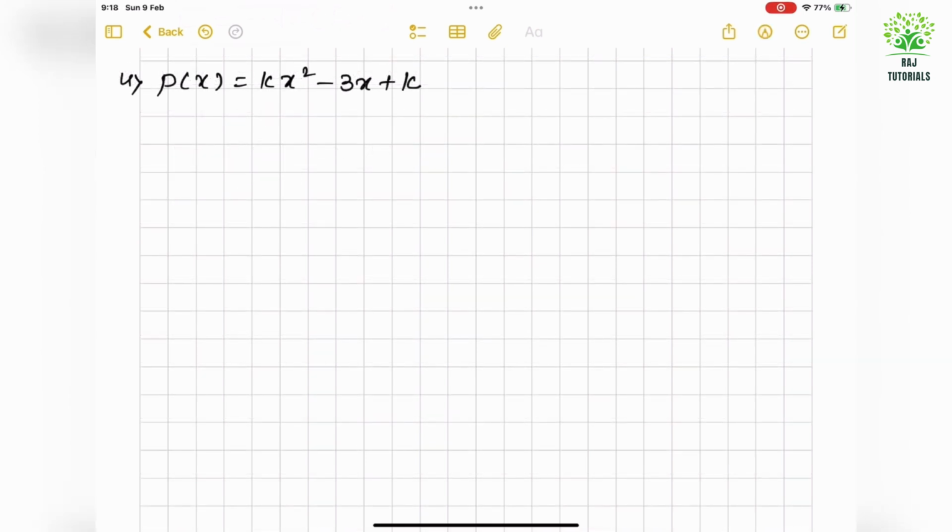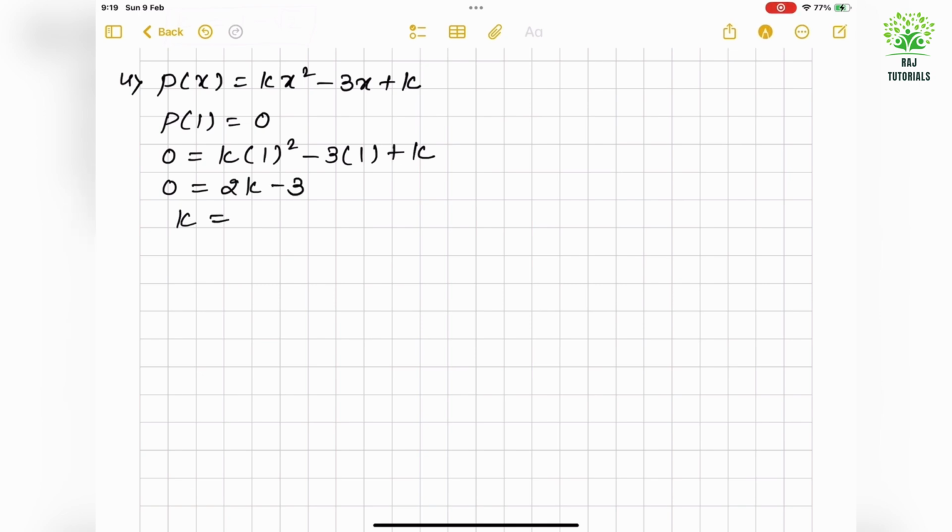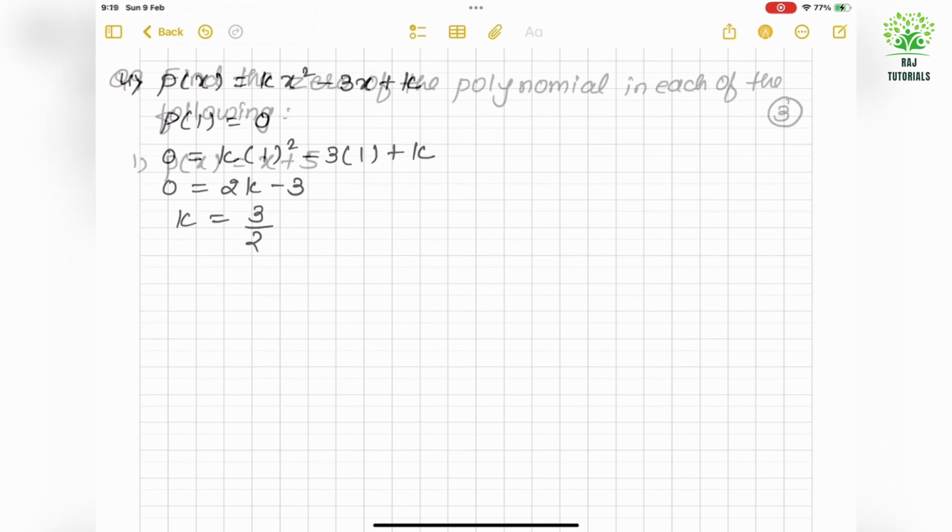Next is p of x equal to kx square minus 3x plus k, and x minus 1 is a factor. So x equal to 1 is a factor here, so p of 1 should be equal to 0. So 0 equal to k into 1 square minus 3 into 1 plus k. So I can say 0 equal to 2k minus 3. So k will be equal to 3 by 2.